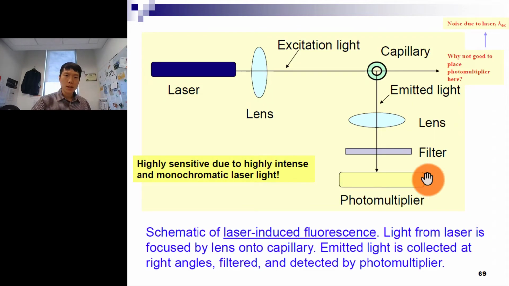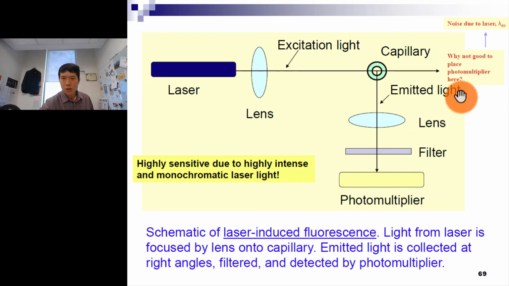Okay. This is a schematic diagram of LIF, laser-induced fluorescence. The light from a laser on the left is focused first by the lens, so you don't waste so much energy. So you focus it, and then it goes to this capillary with your electrolyte. Now the thing is, we do a right angle. We do a scan here at a right angle, and we detect using the photomultiplier in this manner.